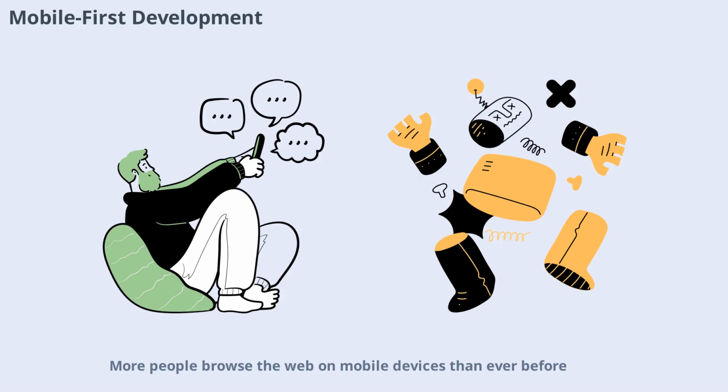More people browse the web on mobile devices than ever before. Mobile-first development means designing your site or app for small screens first, then scaling up for larger devices. This approach ensures a smooth experience for all users and often leads to faster, more efficient websites.